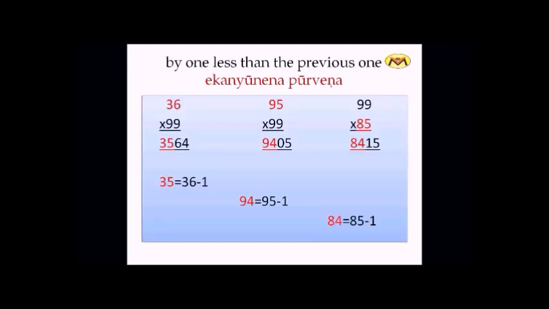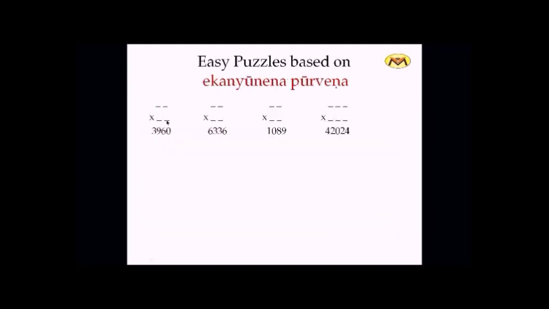Moving ahead, Ekanyunena Purvena. So I'll just skip explaining this one. Explaining the technique: let's say that we have a 2-digit number multiplied by 99, and we need to know if we are given the product of two-digit numbers, and then we are given the answer, and we need to know what these two-digit numbers are. A student who has learned Ekanyunena Purvena will know that the sum of the first 2 digits and last 2 digits will add up to 99. So he'll say, okay, so this adds up to 99.